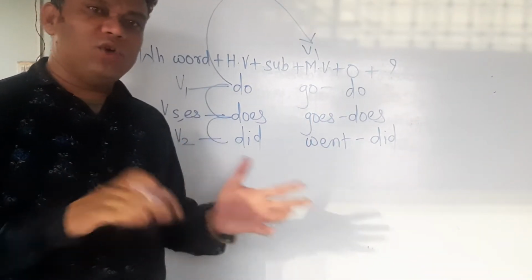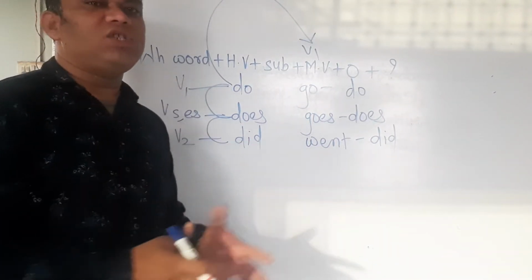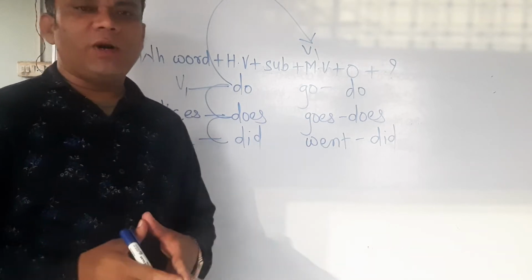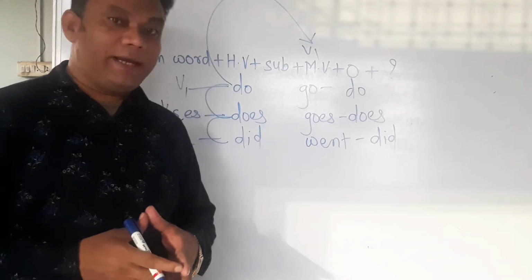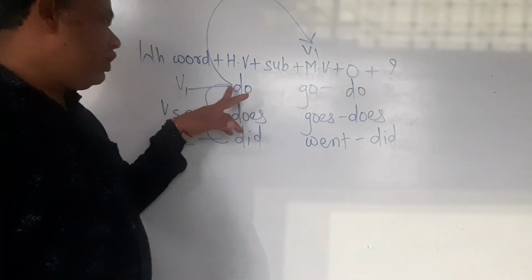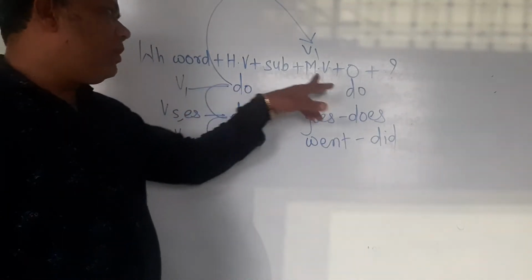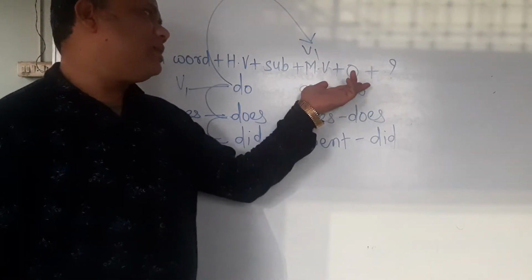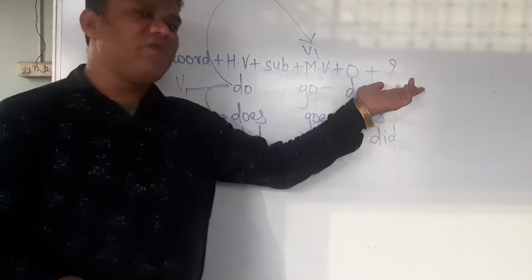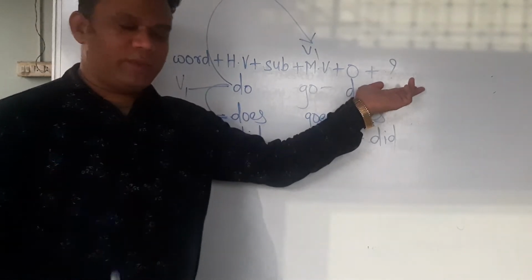But if we have used the helping verb from the sentence only, then the main verb will not change. In that case, we have to write the main verb as it is. But after using do, does or did, the main verb will come in the first form. After that, the remaining sentence. And obviously, at last we have to give the question mark.